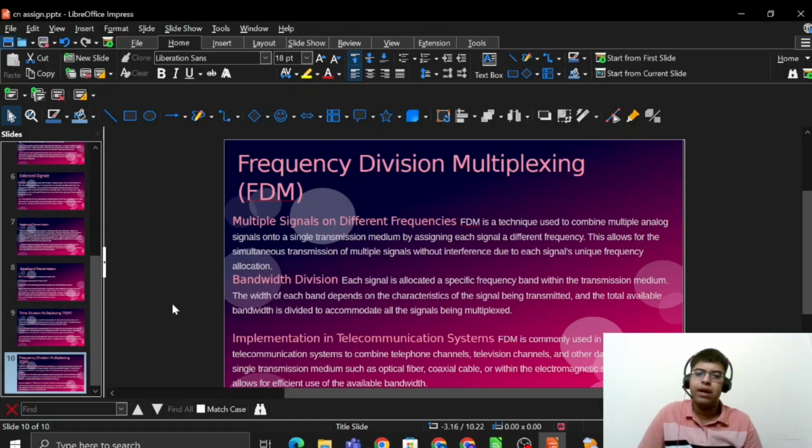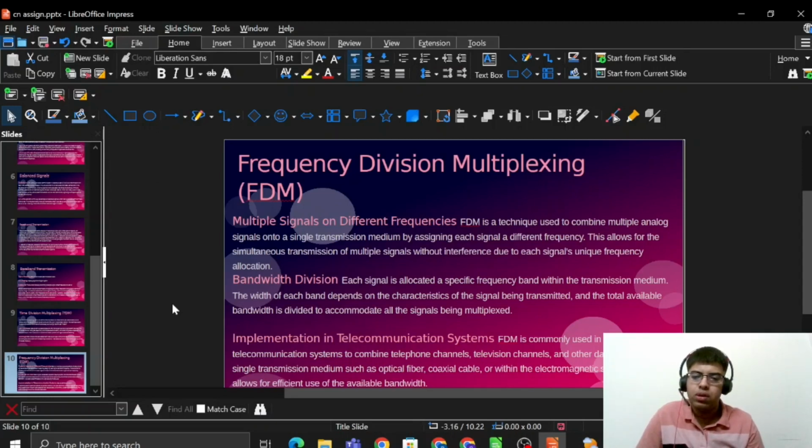Now, next is bandwidth division. Here, each signal is allocated its specific frequency band within a transmission medium, which allows each band to depend on the characteristic of the signal being transmitted, and the total bandwidth is divided to accommodate the signals being multiplexed.